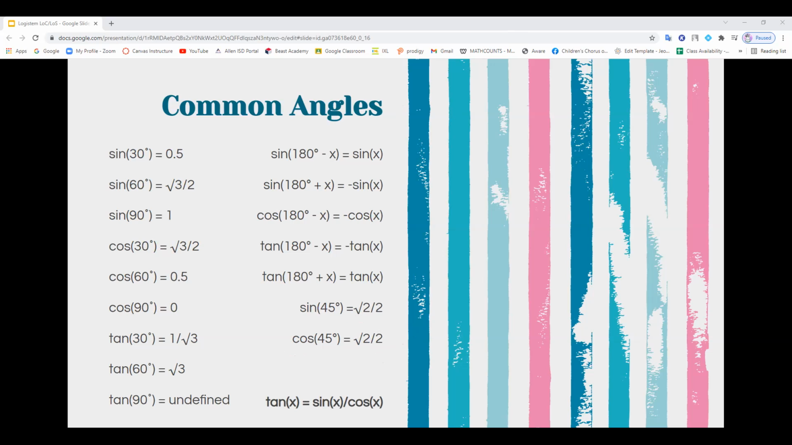So I'm just going to go ahead and explain why this works. So when we have a unit circle, this means the radius of the circle is 1.